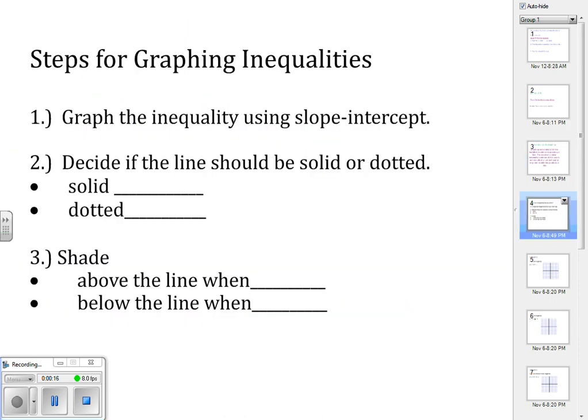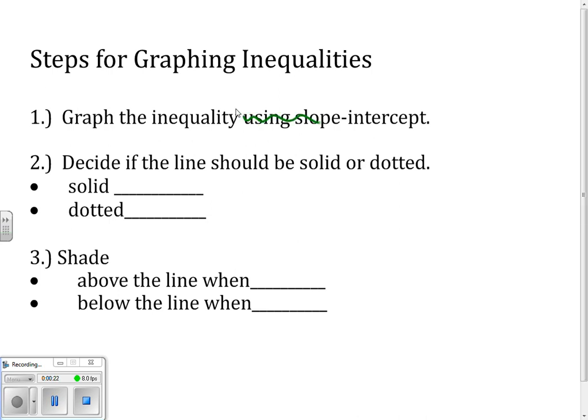Couple of rules about graphing inequalities. The first is to graph the inequality using slope-intercept form. I'm actually going to cross out using slope-intercept form because we're also going to be doing absolute value inequalities, which do not have a slope-intercept form.